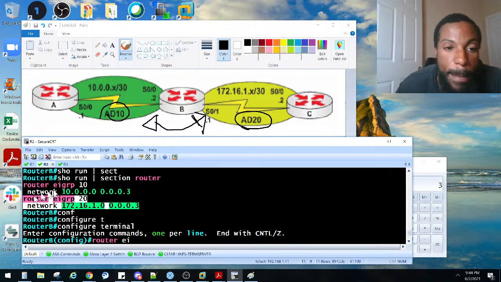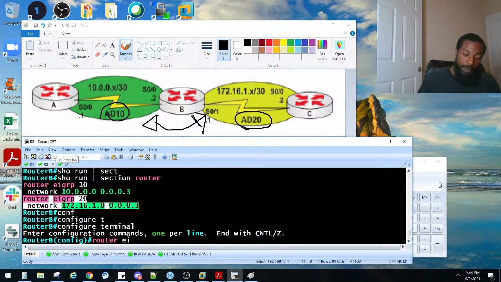So let's see what I'm missing. I'm pretty sure it's just one simple thing that I'm missing. Let's see. Yes, you're right. The redistribution command. That's what it is.